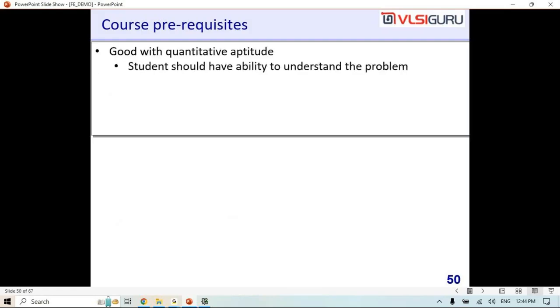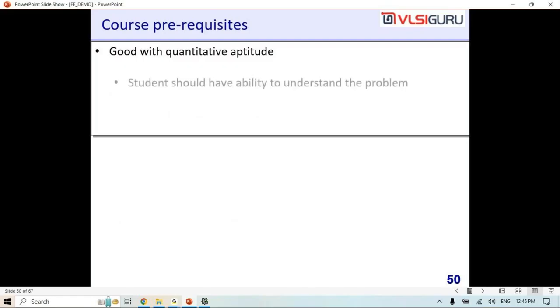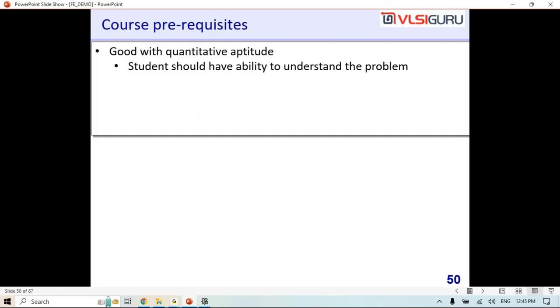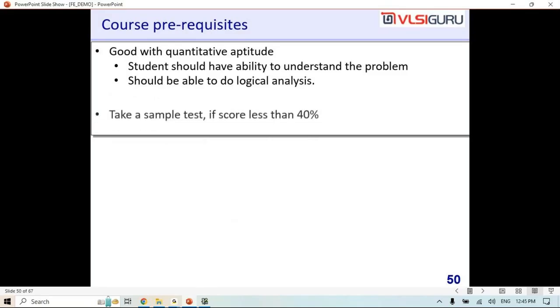You should be good with quantitative aptitude and basic logical reasoning, right? Your IQ level should be at a minimum. If it is too poor, we cannot do anything. You should be practicing some amount of that. Students should have the ability to understand the problem, because what will logical reasoning give you? The ability to understand the problem, to come up with a simple logical solution, and to do logical analysis.